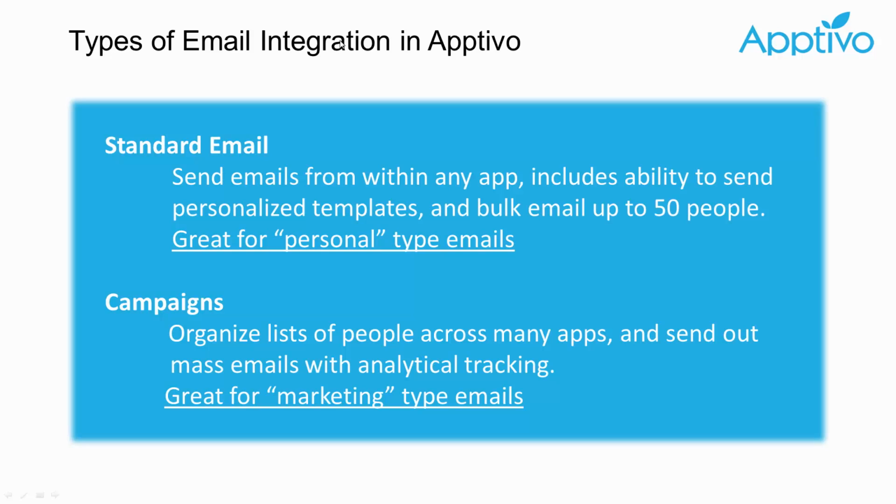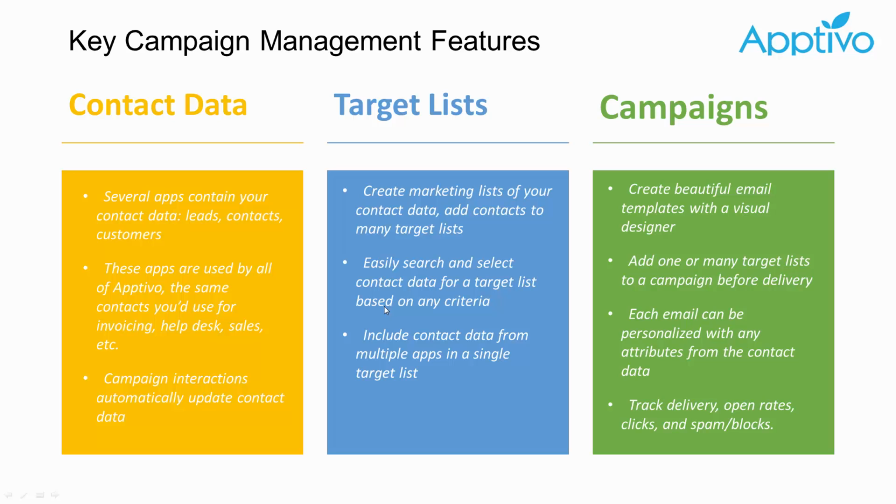Okay, so that's the quick little breakdown of the two different email types inside of Apptivo. We'll show you a little bit of that once we hop into the demo, but we're really going to focus in on just the campaigns piece for today. So when talking about campaigns, what are the actual features involved?